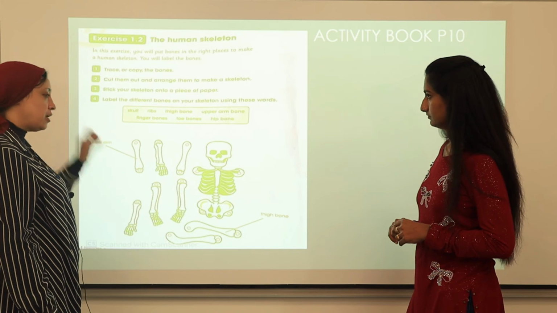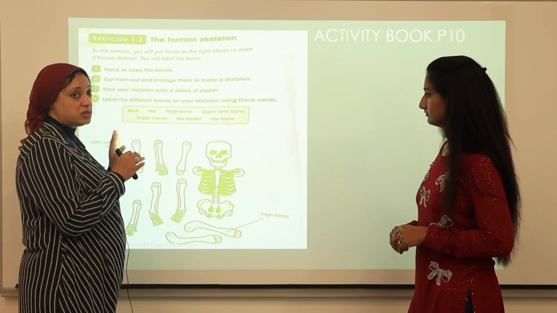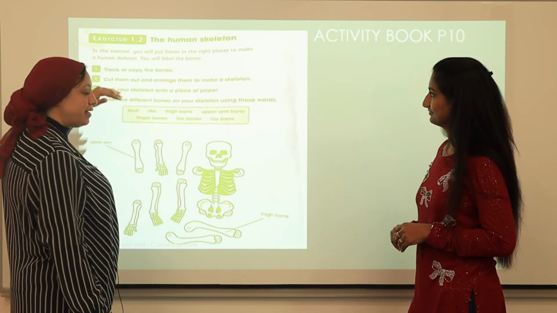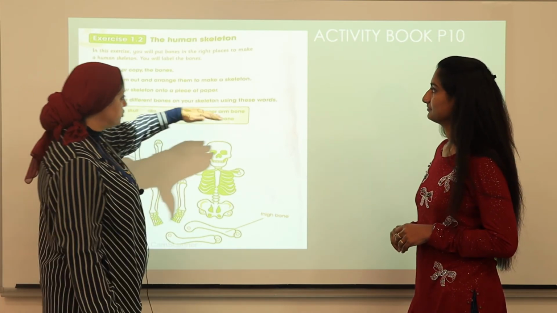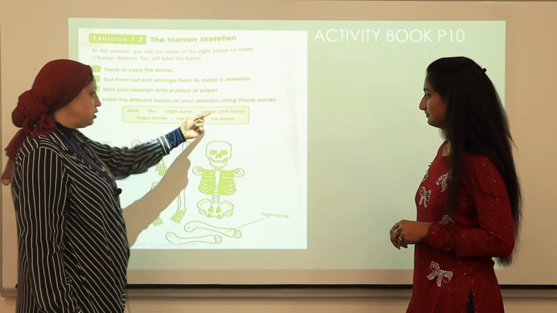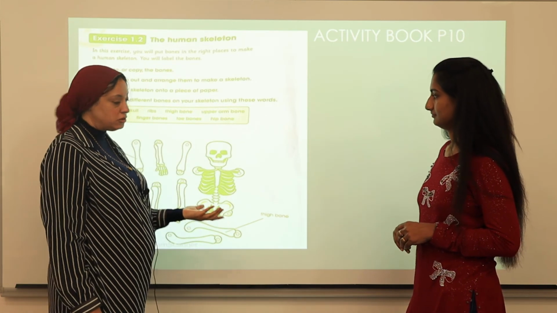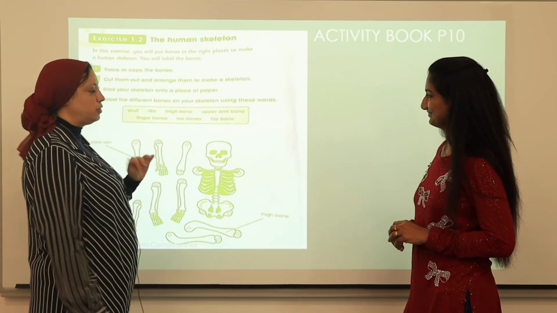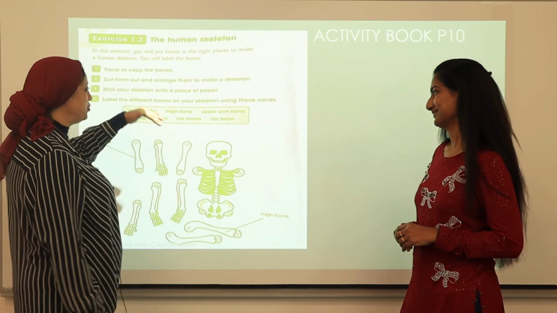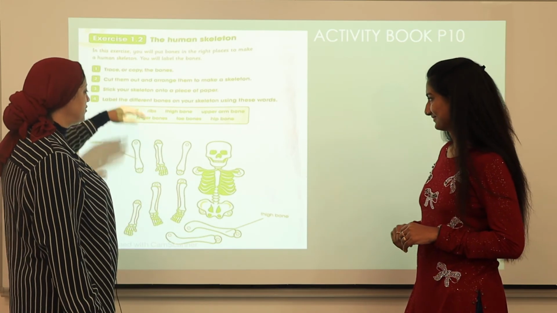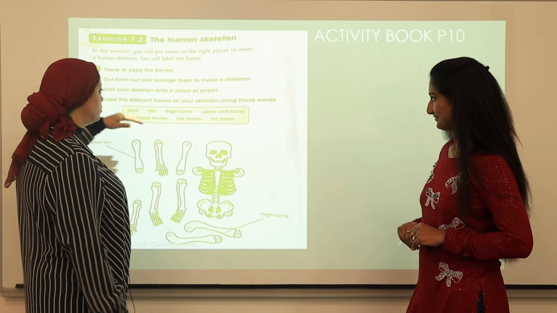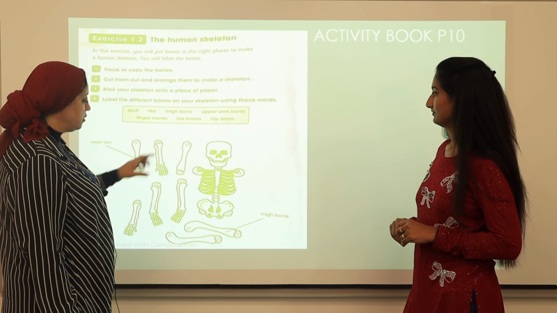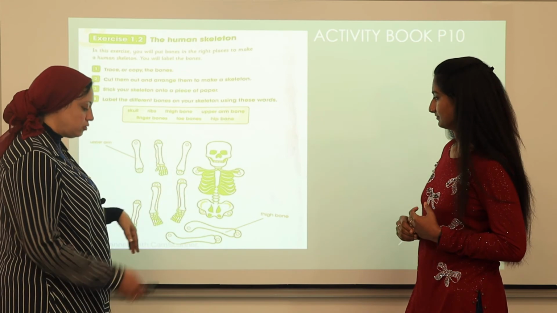Okay, but after that you will not leave it like that because some of you just stick it, finish. No, read the rest. Label the different bones on your skeleton using these words. They gave you the words to make it much easier, but for me I will not give you the words. You have to do it by yourself, but here they make it easier. So they give you the words here: skull, ribs, thigh bone, upper arm bone, finger bones, toe bones, and hip bones. Okay, then you have to stick it here.